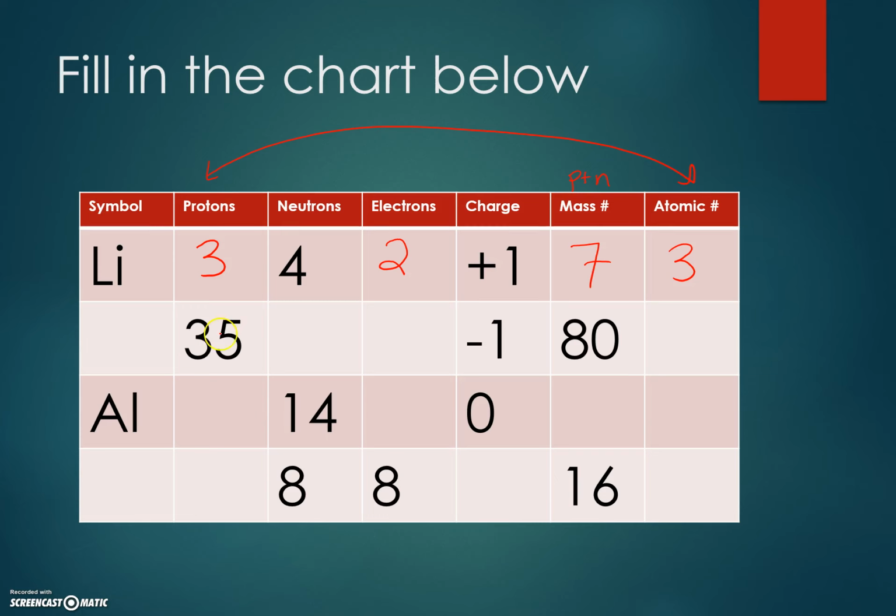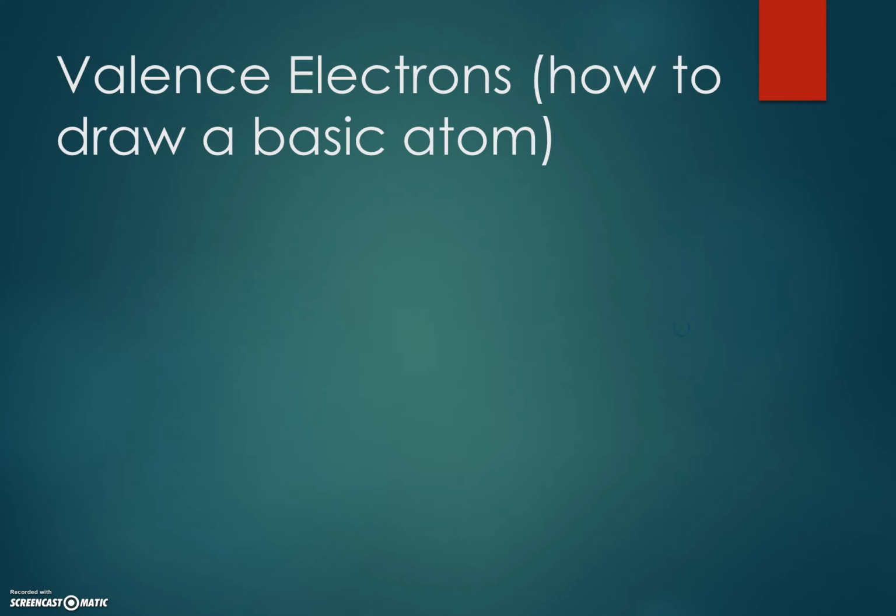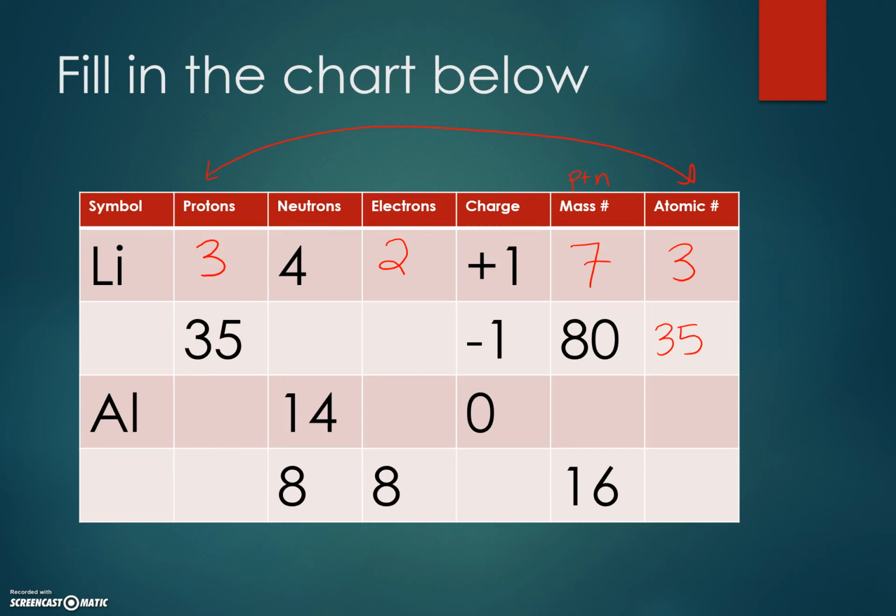I have my protons, which means I also have my atomic number, which is 35. Once I have my atomic number, I can go ahead and look on the periodic table for that element. So go ahead and take a look and find that element. Okay, did you find it? So 35 is bromine, so I'll put in Br.